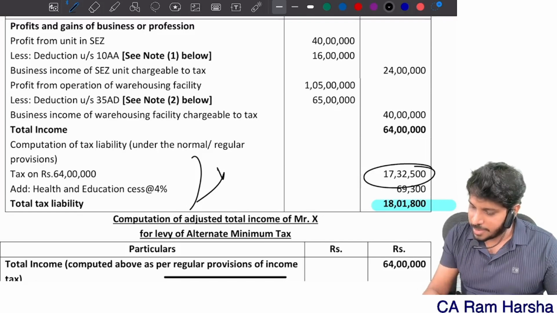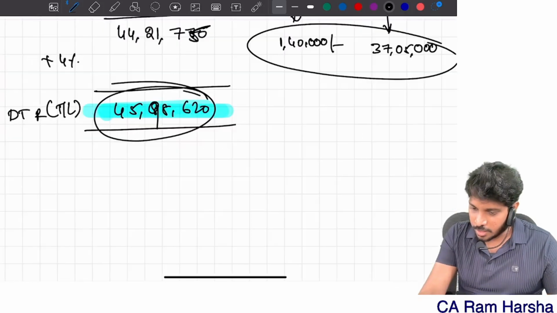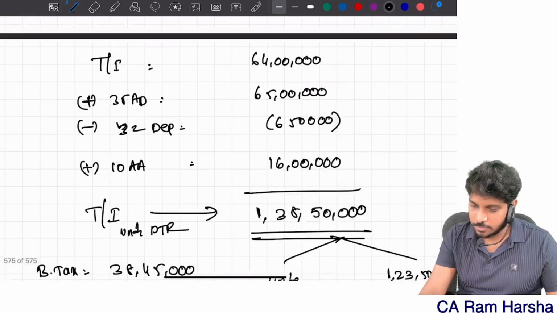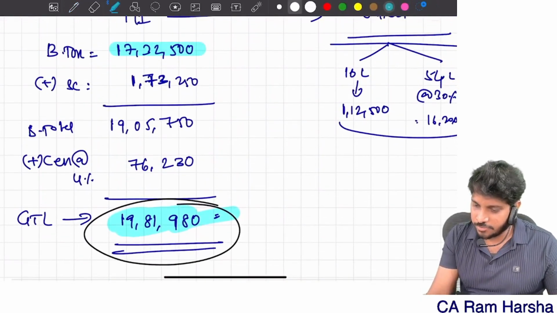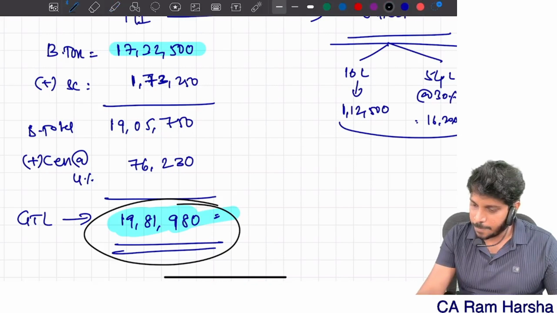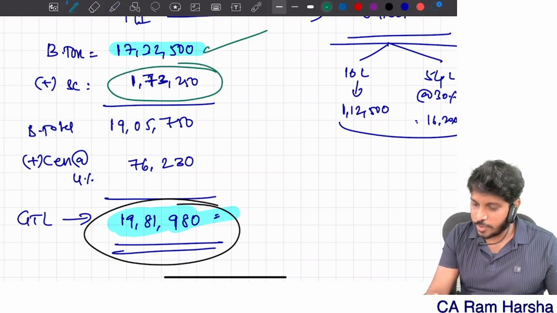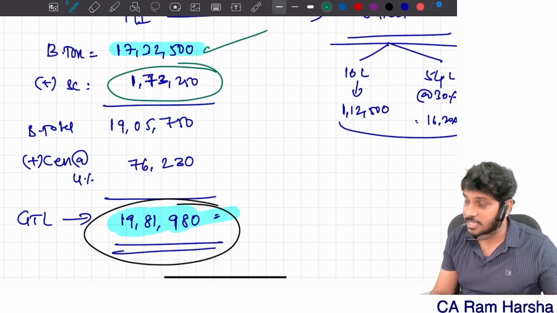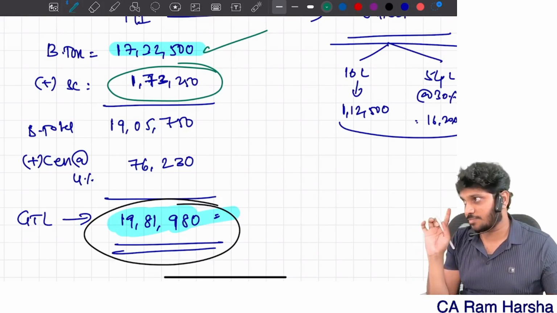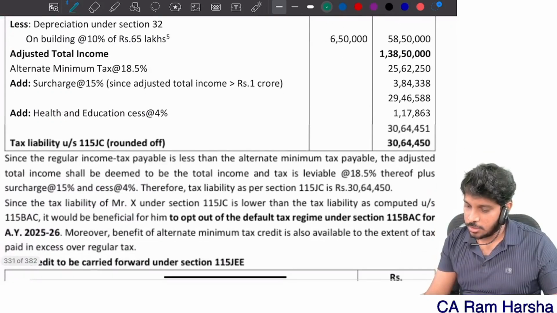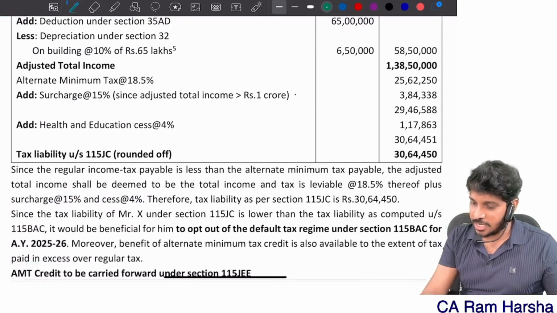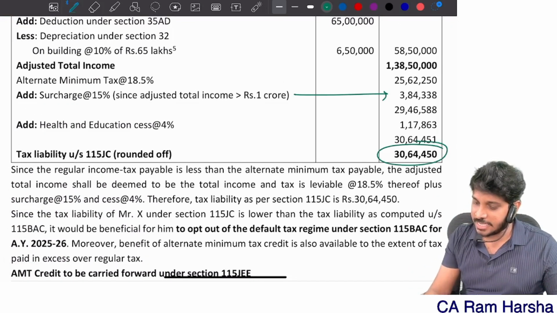By the way, basic tax is right only, no? We computed basic tax right, no? Under regular income tax, you see, 17 lakh 32,500, right? Yes or no? That's it. They forgot to add surcharge in the book. That is where they gave the wrong answer. Clear? By the way, AMT, how much did they get? AMT surcharge they added, luckily. AMT is 30 lakh 64,450.